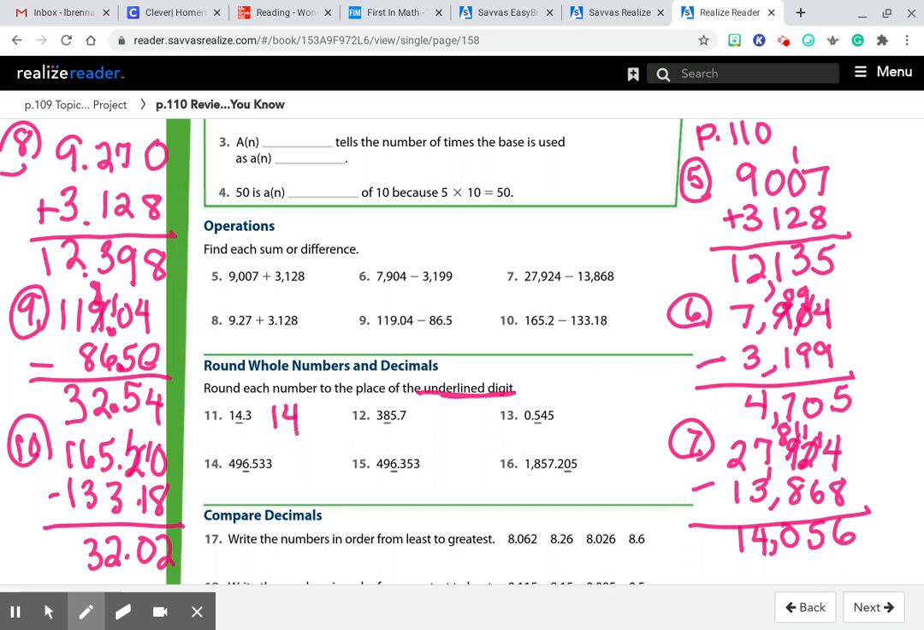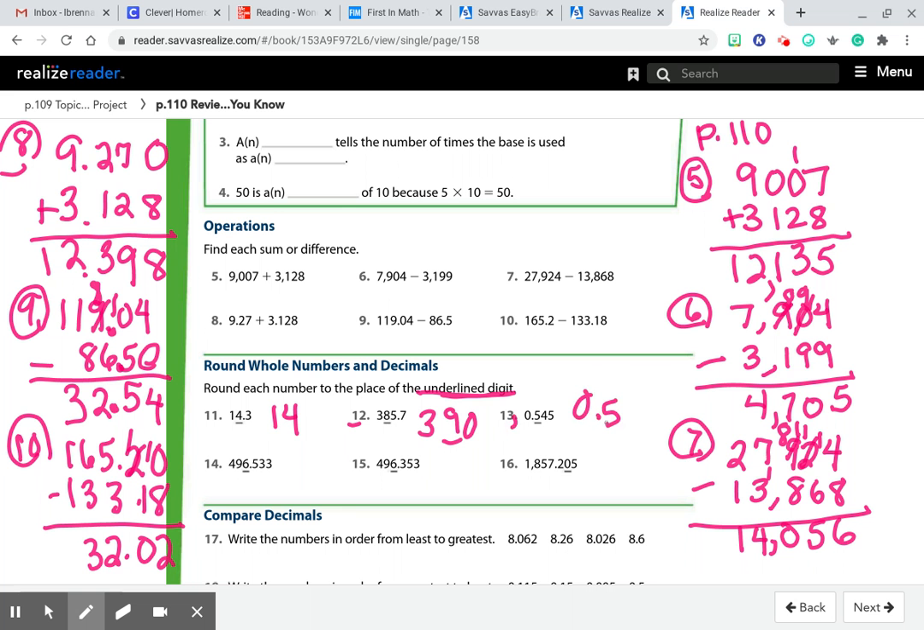the decimal point. So we're rounding to the tens place in number 12. So the 5, we're just looking at the 5. We don't even really care about that 7 there. The 5 is going to tell me to bump that 8 up to a 9. But remember, I can't just put 39 there because that's really 385, rounds to 390 when you're rounding to the tens place. For 13, we're rounding to the tenths place, and 4 is going to do nothing to that 5.